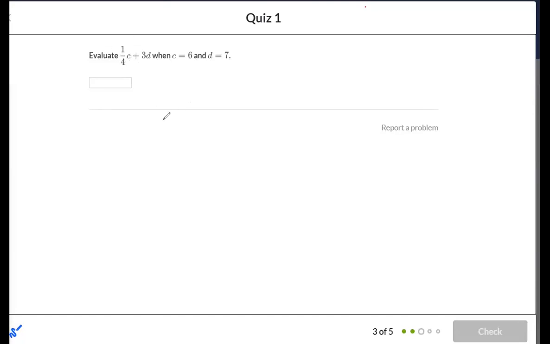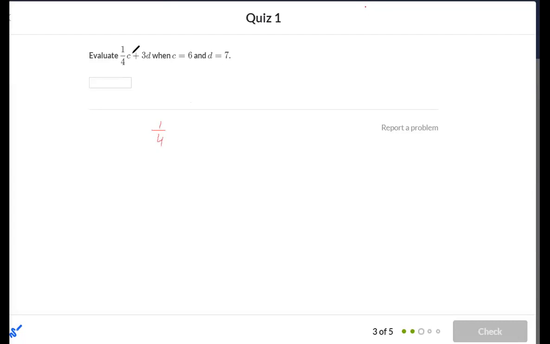So I will just write 1/4, and we are going to plug c. C is 6, so I'm going to just plug 6 for c, and plus, because we got plus right here, plus 3d. So d is 7, so I'm going to just write 7. So this is what we just need to do. Even though these examples are kind of simple, this is the fundamentals, so we really need to know. And when we have some negatives, it's going to be a little bit challenging, but it's always the way to do that.